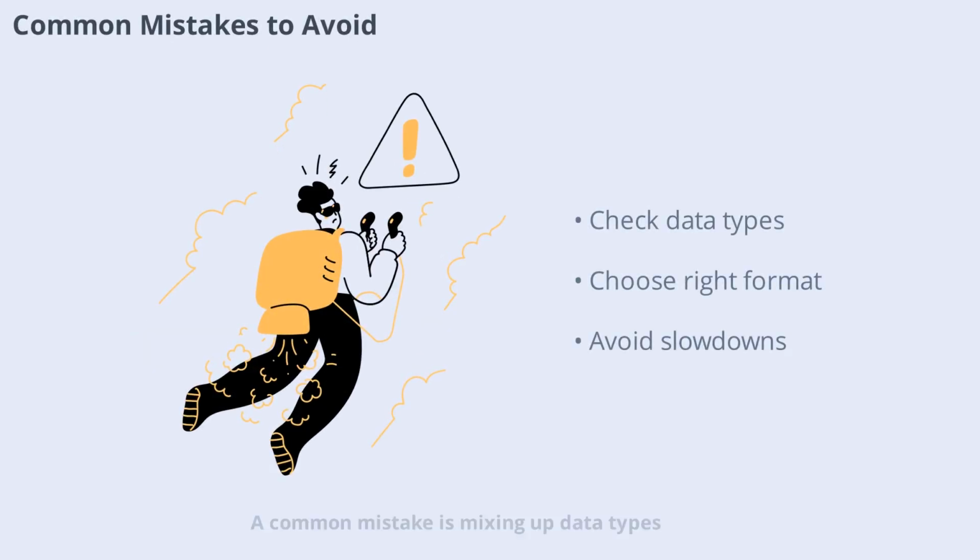A common mistake is mixing up data types or using the wrong format for your needs. For example, saving numeric data as text can prevent calculations, and using Excel for very large datasets can slow down your work. Always check your data types and formats before starting your analysis to avoid these issues.